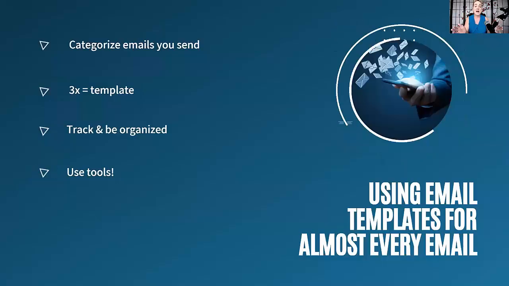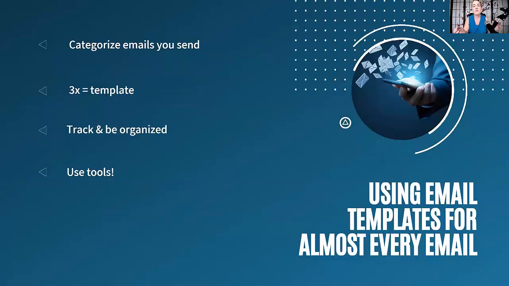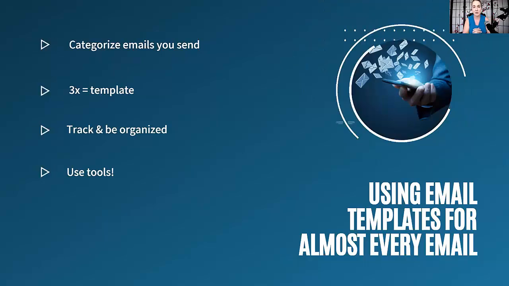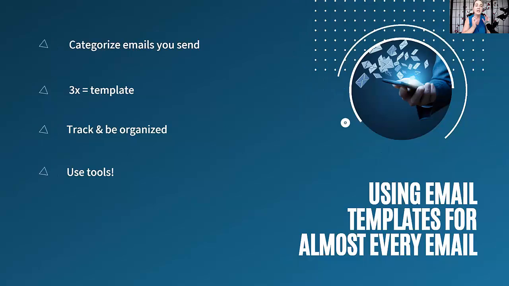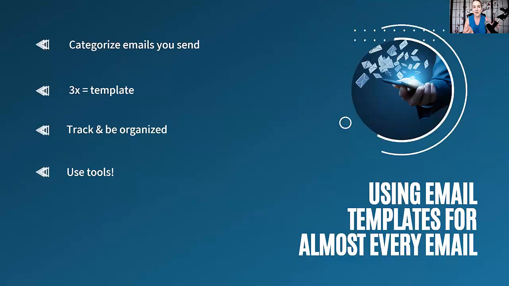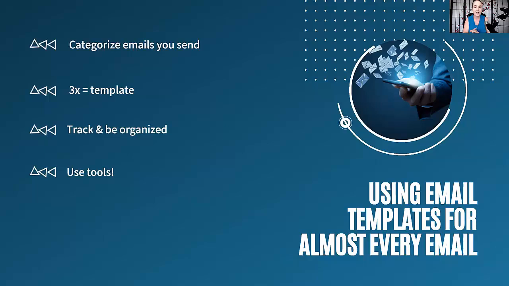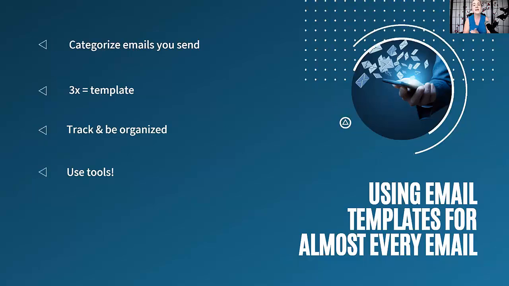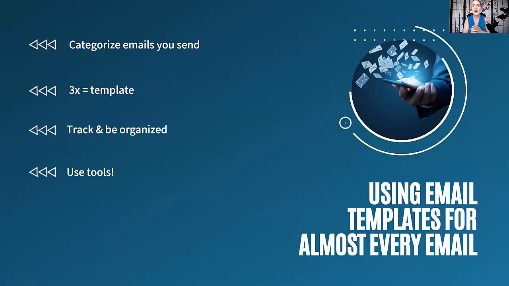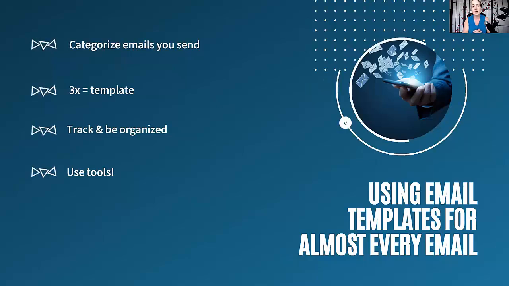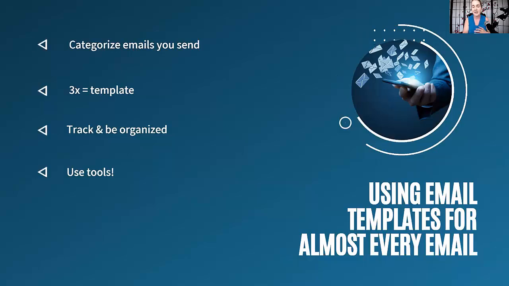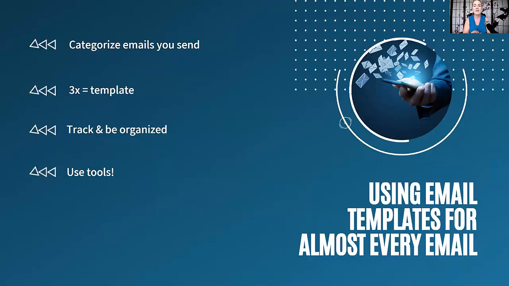So just to recap, for email templates, we want to remember to categorize the emails that you're sending. So is it sales and prospecting, sales objections, that type of thing. If you do it 3 times or more, you probably need a template for that. Track and get organized. So make sure that you're not just shooting off emails and pretending like emails aren't taking up your time, because they are. And it's a really, really important thing to systematize.